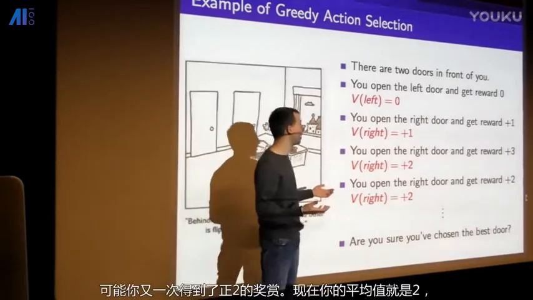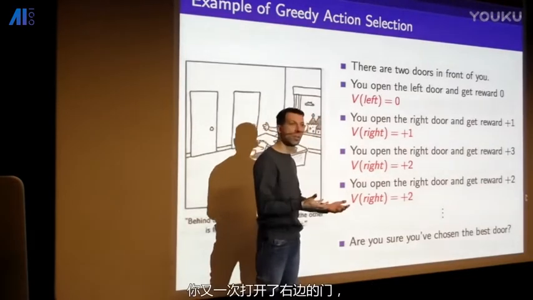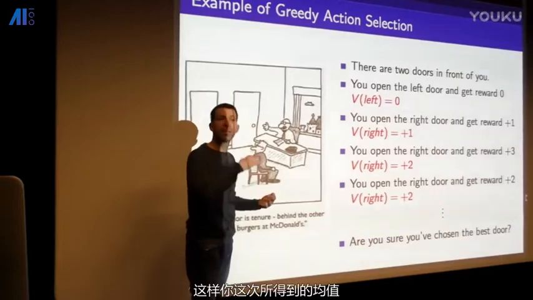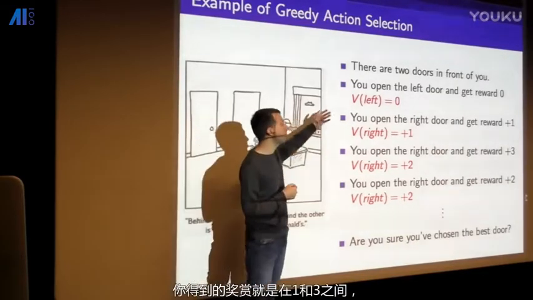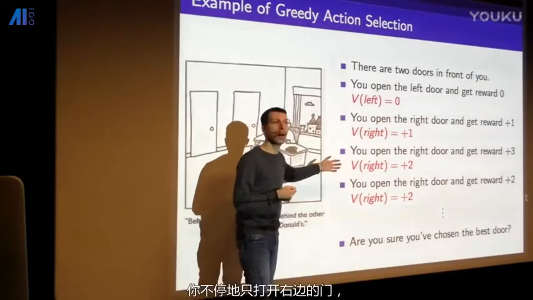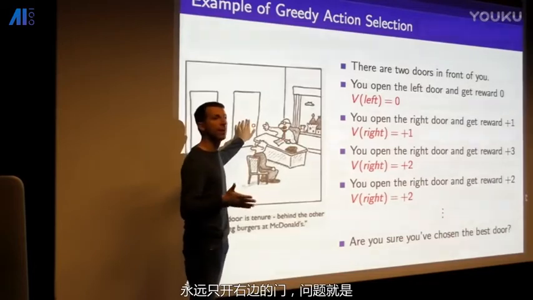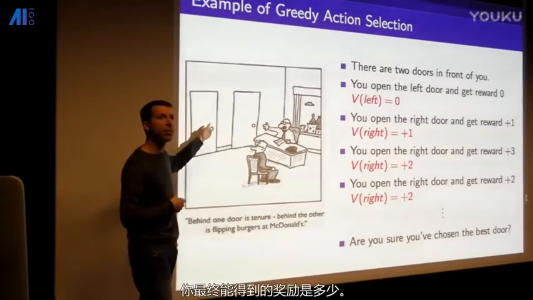Maybe you get a reward of +2 again. And now you've got a mean of 2. So you'll open it again. And then maybe your mean is just going to fluctuate a little bit around 2. Let's say you always get a reward between, say, 1 and 3. You'll keep on opening this door forever. And the problem is that actually we don't really know what the value of this door is.